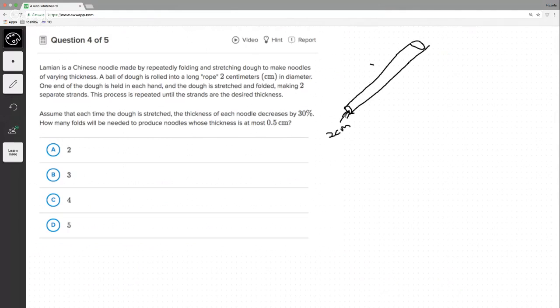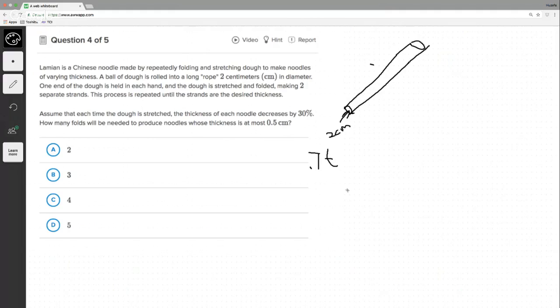The process is repeated until the strands are the desired thickness. Assume that each time the dough is stretched, the thickness decreases by 30%. Decreased by 30% also means, I'm just going to jump to this, it's 70% of what it was. So whatever the thickness is, each time it's going to 0.7 of that. How many folds will be needed to produce noodles whose thickness is at most 0.5 centimeters?